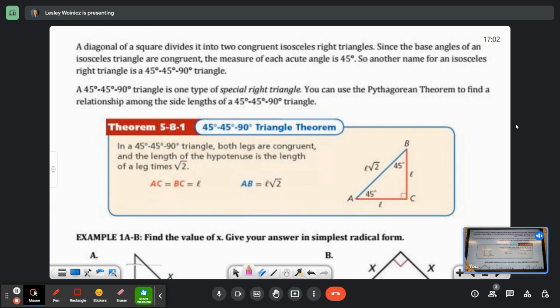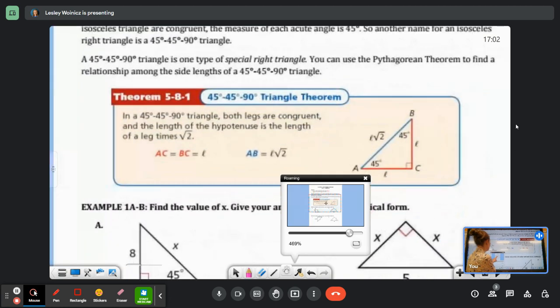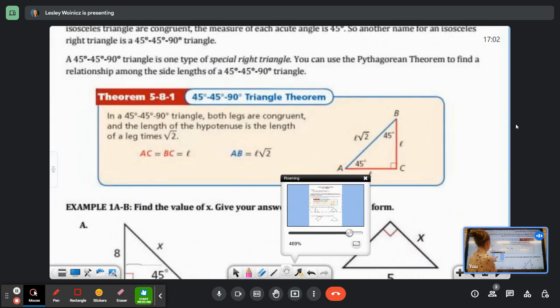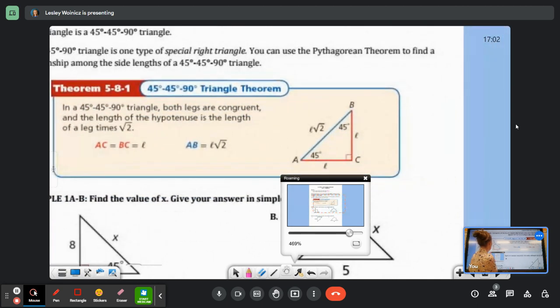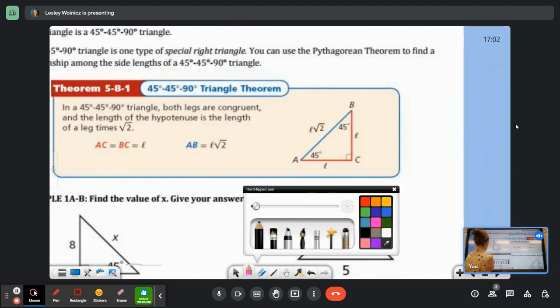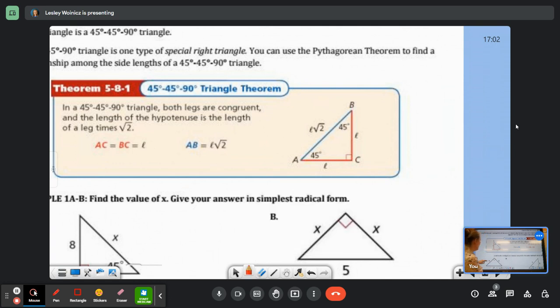Okay, so we can use the Pythagorean theorem to find a relationship among the side lengths of a 45, 45, 90 degree right triangle. Let's talk about why that works. Let's use this little triangle that they've got right here. Well, I'll draw my own, that way I don't muck theirs up. Okay, let's pretend that this leg is 1, this leg is also 1, and we don't know our C. But we know it's a right triangle.